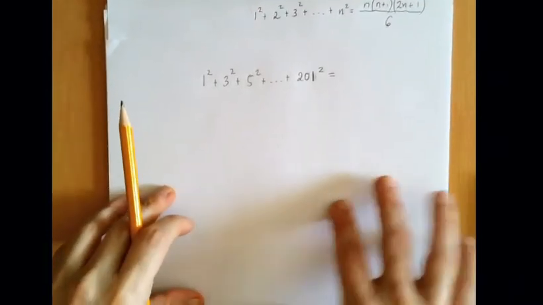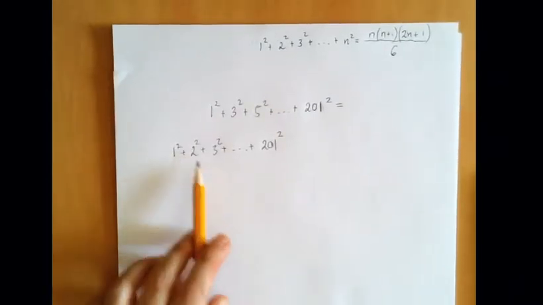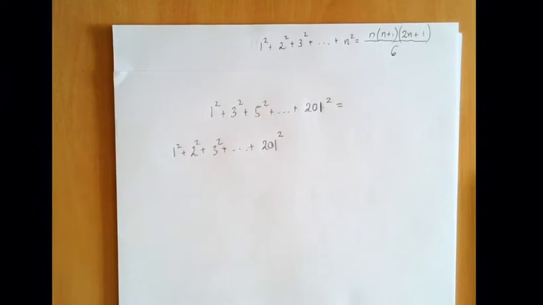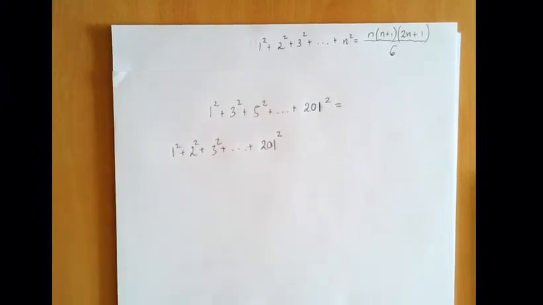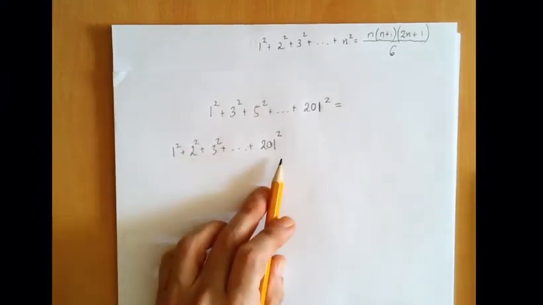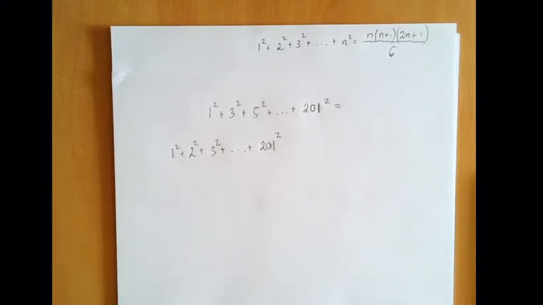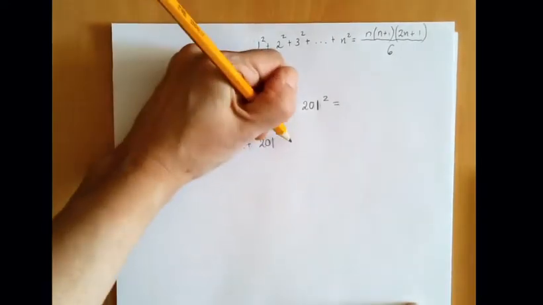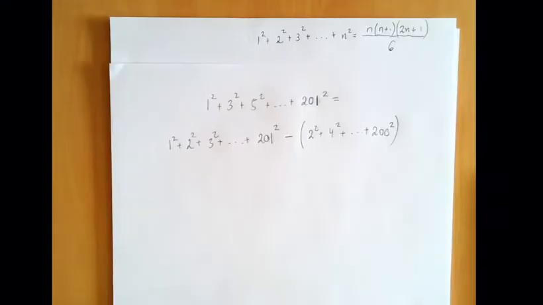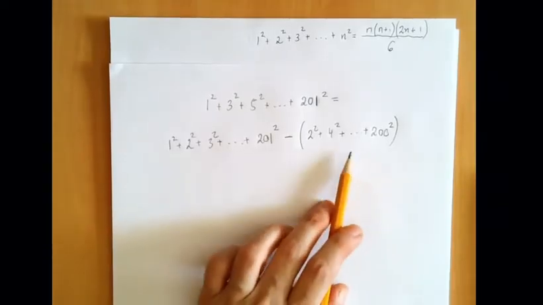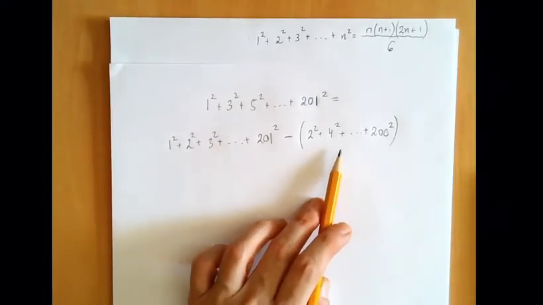How about this one? This is not what we want, but this is the one that we can compute. How much are we off by? If we add all the squares of the integers between 1 and 201, then all the even ones are extra. So let's subtract that, and we can find this, and after factoring, we will be able to find this.